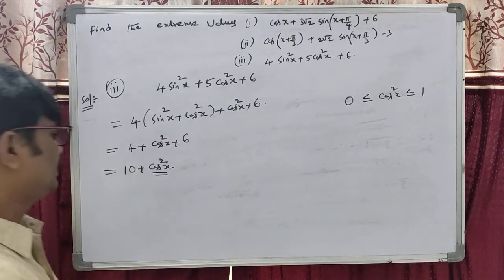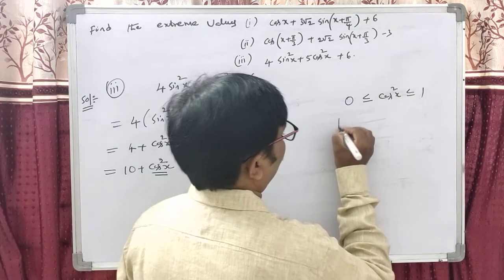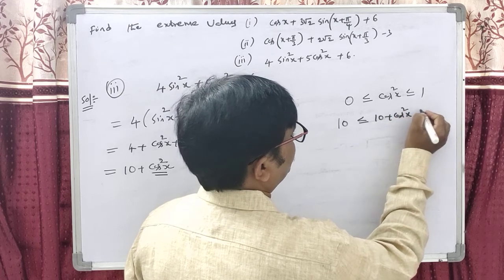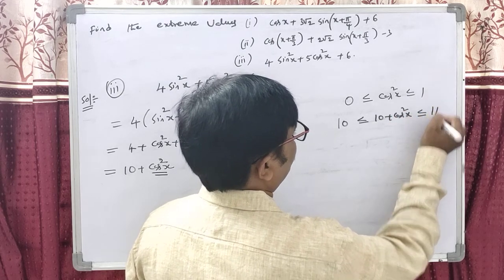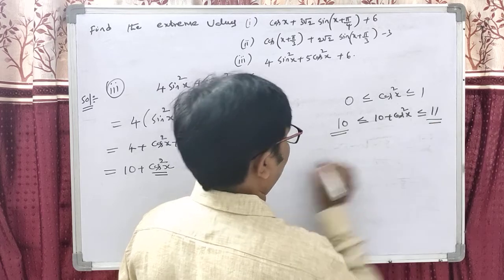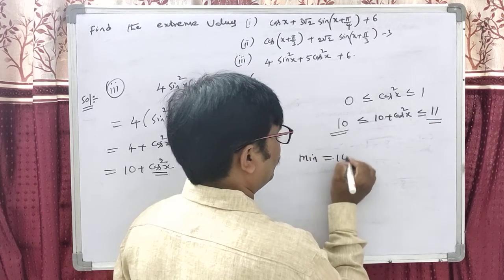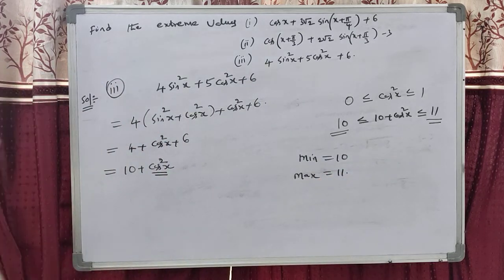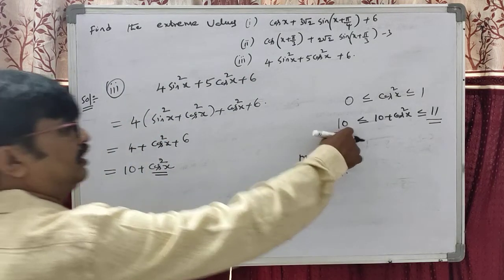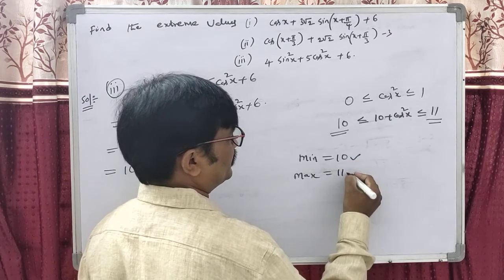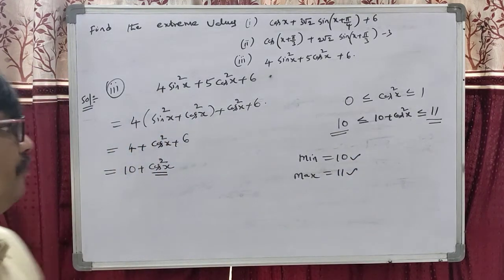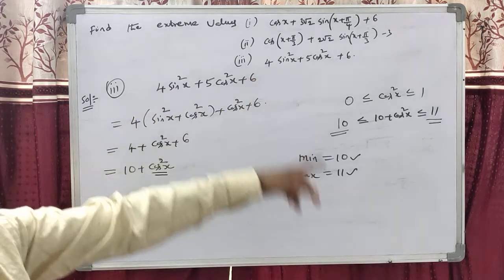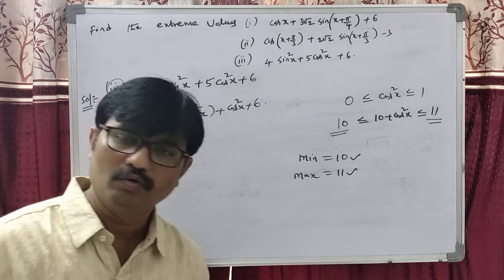My dear students, adding 10, that is 10 plus cos square of x. 10 plus 1 is 11. The minimum value is 10 and the maximum value is 11. So the minimum is 10, maximum is 11. Do you understand students? The minimum and maximum values of 4 sin square x plus 5 cos square x plus 6 are 10 and 11. Okay students?